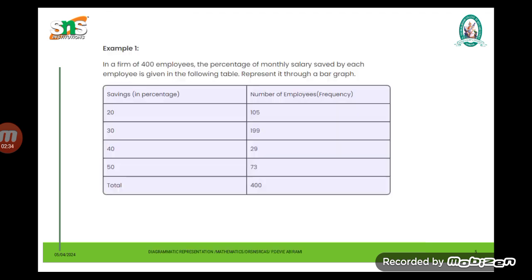My first example is the savings of an employee in a company. The savings are 20, 30 and 50 rupees, and the numbers of employees are nearly 100, nearly 200, 29 and 73. Total number of employees is 400. We have to represent these values in a bar graph.